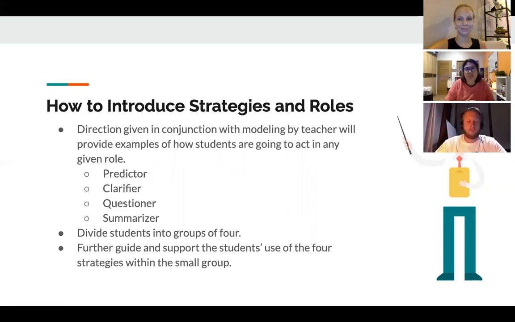One will be the role of the predictor, the second will be the clarifier, the third will be the questioner, and the fourth will be the summarizer. After you have modeled these 4 strategies and the roles that they have, you will then divide the students into groups of 4. In the groups of 4, you will allocate a role to each of the students. After you have modeled and demonstrated what to do and allocated the roles, you will then let them go on their own. Let them have their own experience with the reading. You will continue to further guide them and support them in their use of the 4 strategies within these small groups.